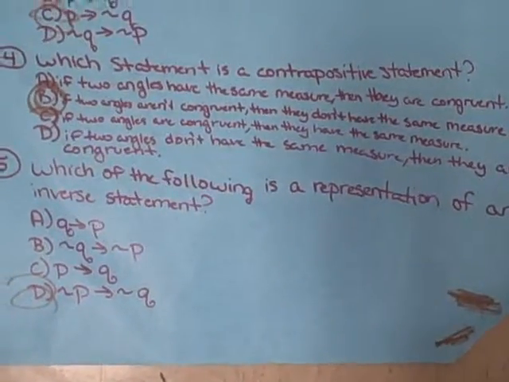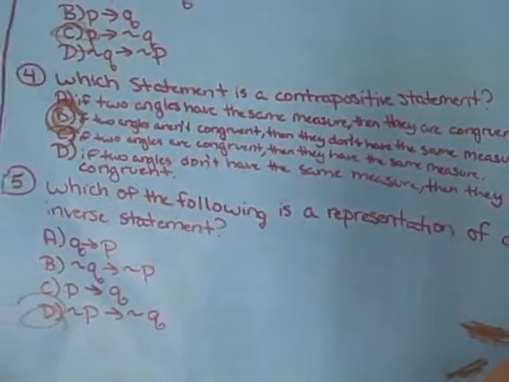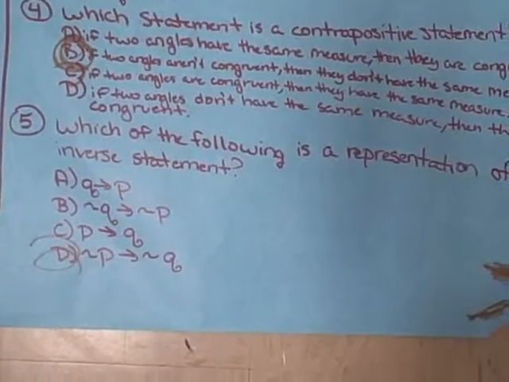Which of the following is a representation of an inverse statement? The correct answer is D. Not P implies not Q.